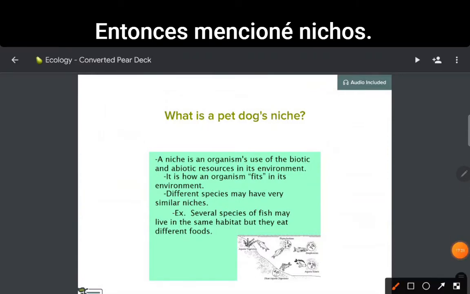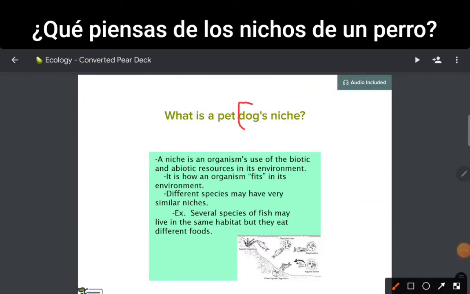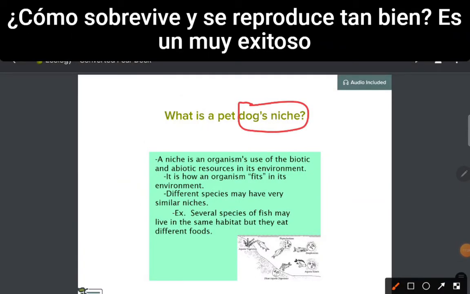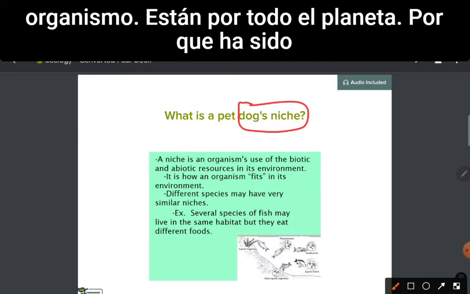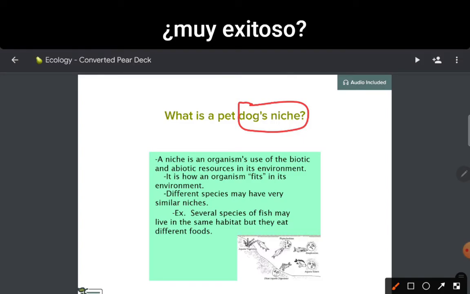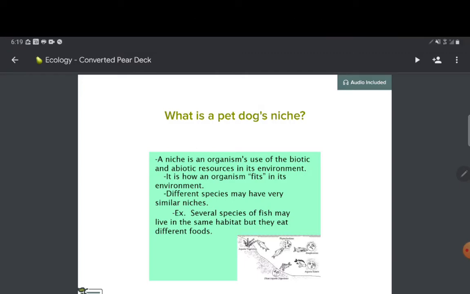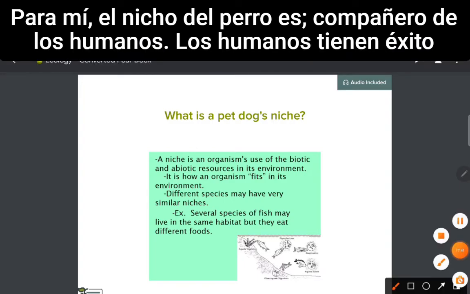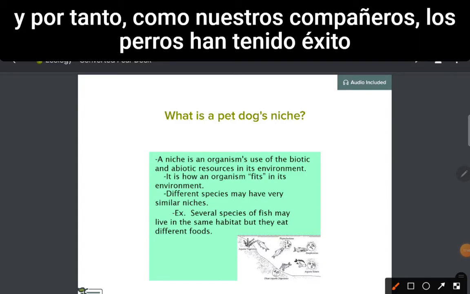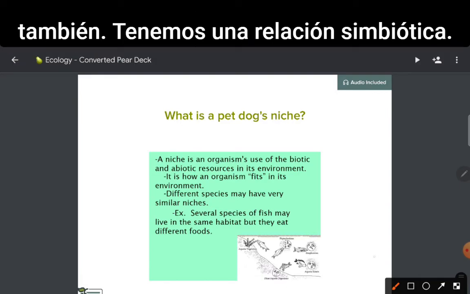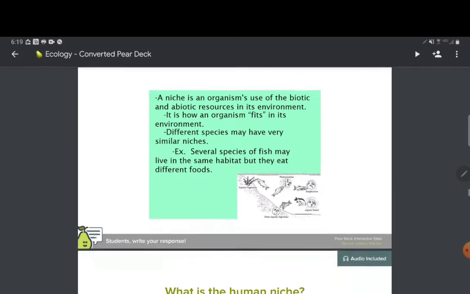So I mentioned niches. What do you think a dog's niche is? How does it survive and reproduce so well? It is a very successful organism. They are all over the planet. Why has it been so successful? What is its niche? For me, the dog's niche is companion to human. Humans are successful, and therefore, as our companions, dogs have been successful too. We have a symbiotic relationship. We really do help each other.